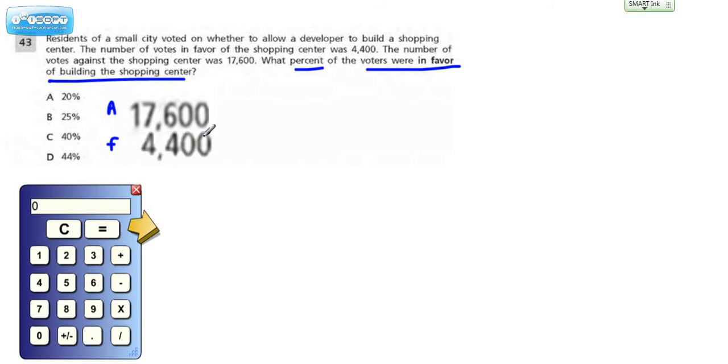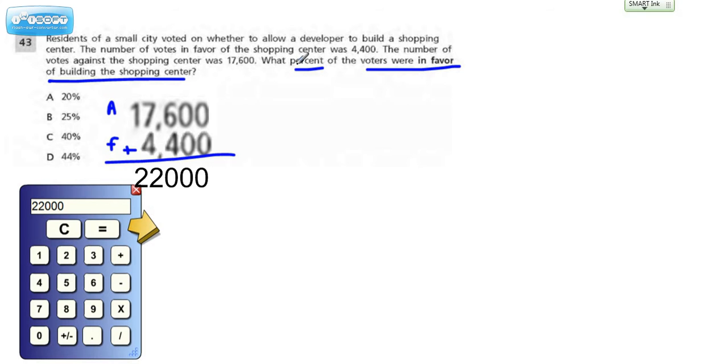We don't know how many total votes there were in this situation until we add these two things together. So let's do that first. And let's take advantage of the fact that Book 2 does allow calculators. So we're going to add these using a calculator, even though we could do it in our head or do it with paper and pencil pretty easily. Hit the equal sign. Okay, and then we get this value.